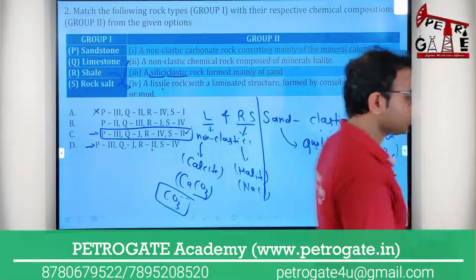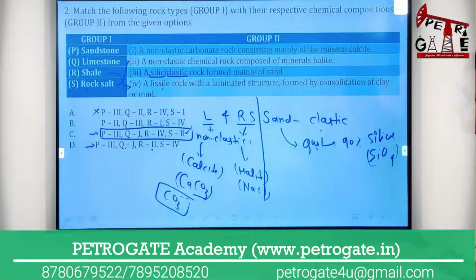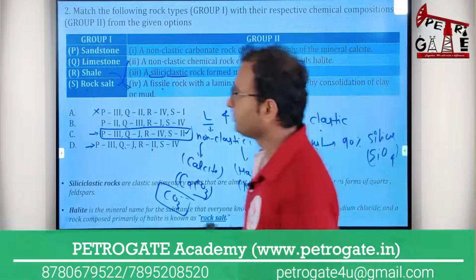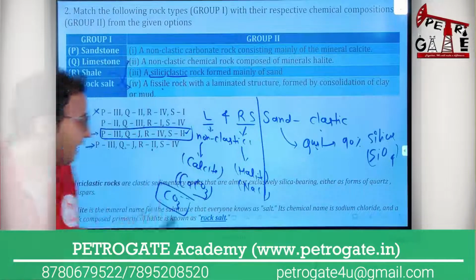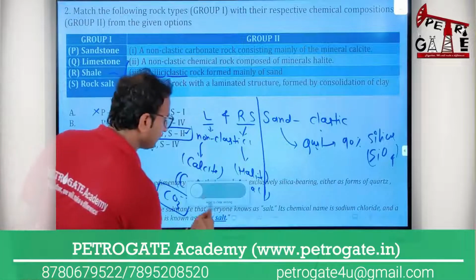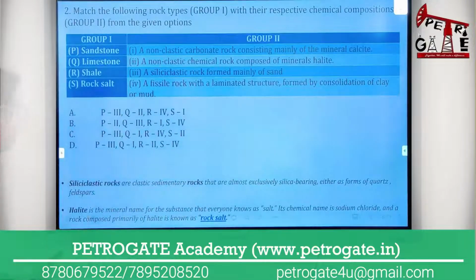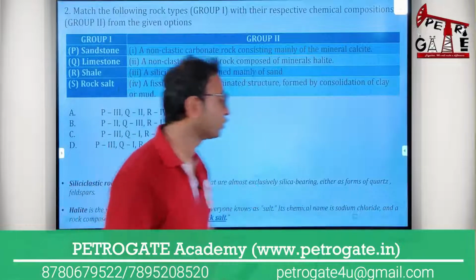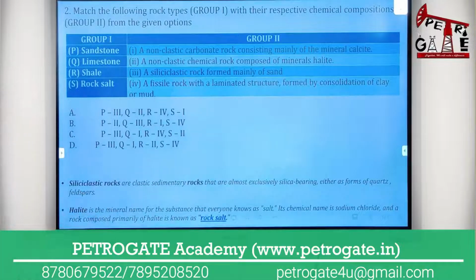Now the next question of your petroleum exploration which was asked in your GATE 2021, I will show you. I will also discuss the definition. If you want to note down, you can note down. Halite is what? Halite is NaCl, which is known as salt, made of sodium chloride. So you can pause the video and note down the definition, no problem.